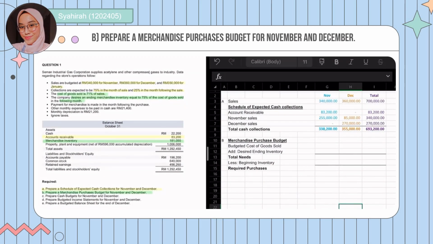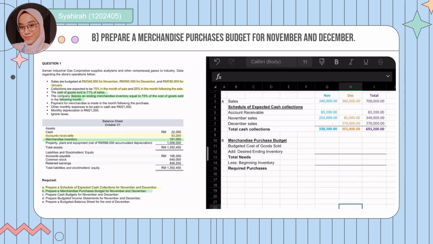Okay, so next for B, which is to prepare a merchandise purchases budget for November and December. So I just continue it here. To do the budget, we have to key in the data for budgeted cost of goods sold. For November, the question says the cost of goods sold is 71% of sales. So to key in the data, which is 71%, 0.71 multiplied with the budgeted sales of November, and we will get 241,400.